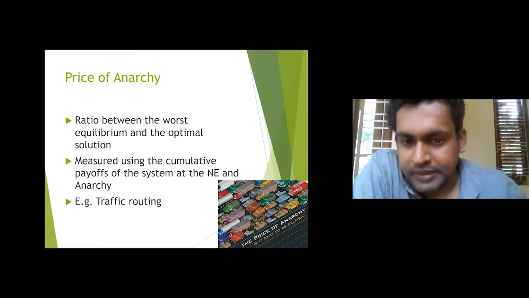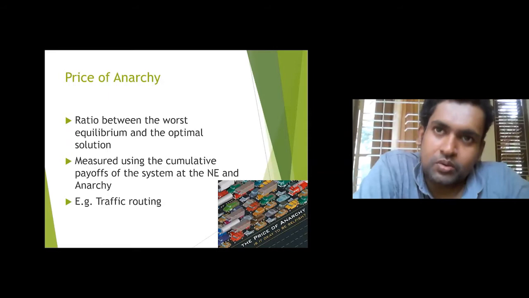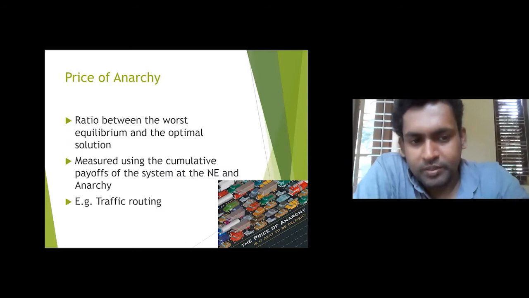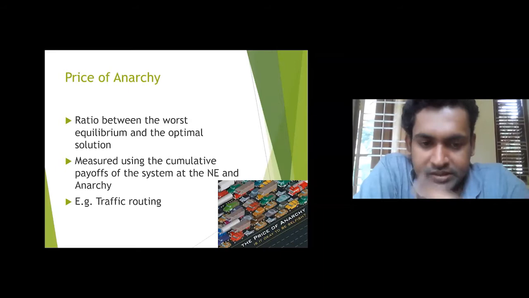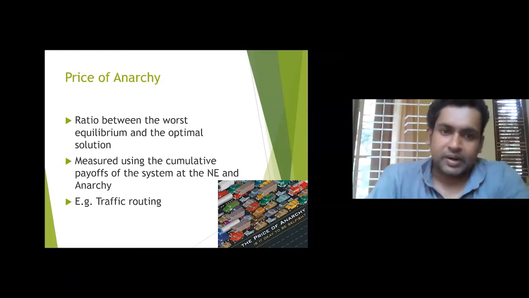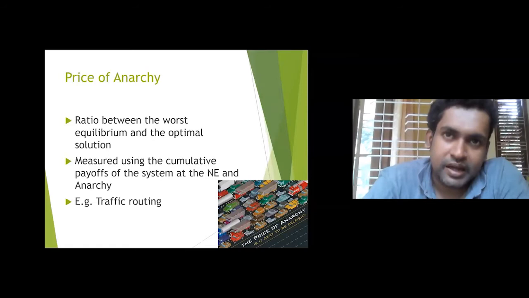So when there is anarchy or close to anarchy, there's a certain price that you have to pay as a society or as a group. The ratio between the globally optimal solution and the return when everyone is completely self-interested, when you have an anarchy, is called the price of anarchy. So these are the two boundary conditions that game theorists are interested in for a particular scenario: the Nash equilibrium and the price of anarchy.